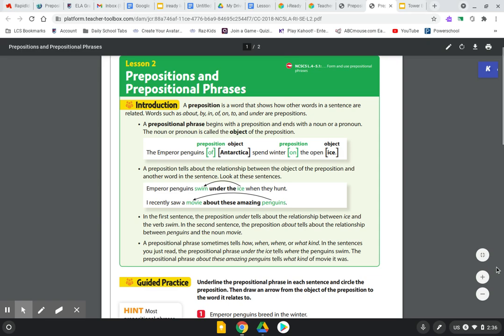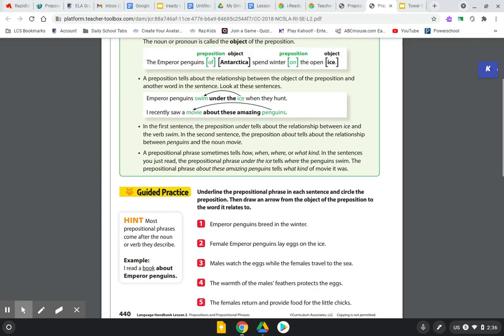Now that you've learned about prepositions and prepositional phrases, we'll complete the guided practice portion together, and you will complete the independent practice on your own. You can use the recording sheet that I've provided as a Google Doc link on the slide, or you can write your answers down in your language arts notebook or on a piece of paper.